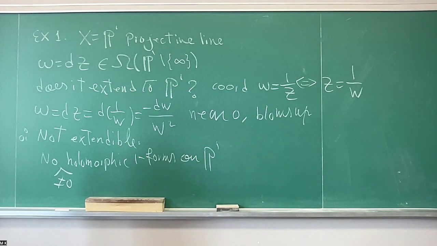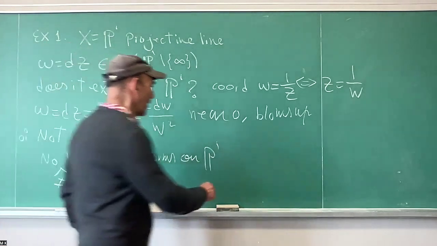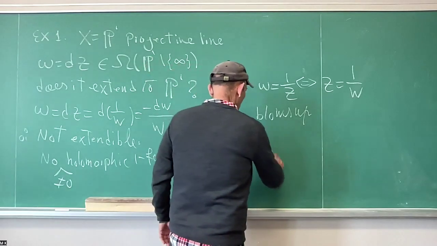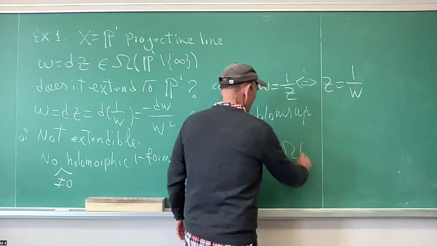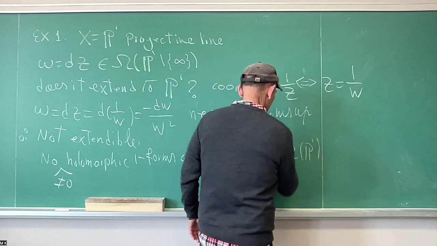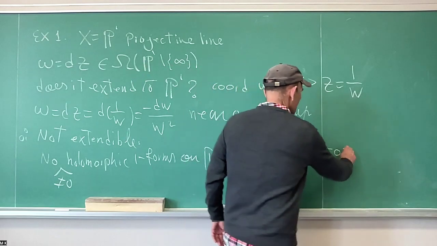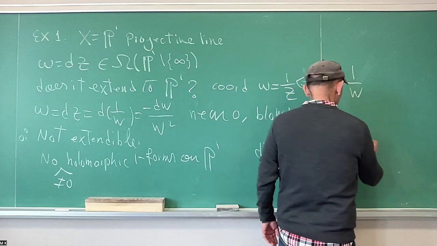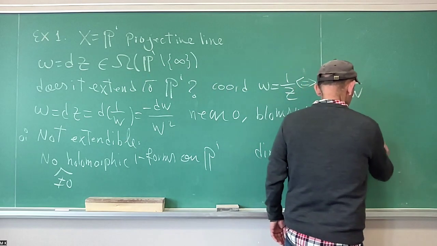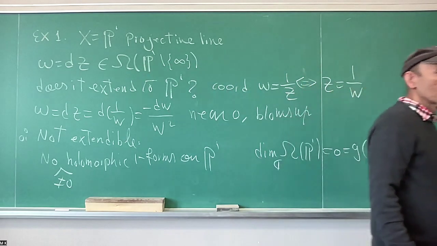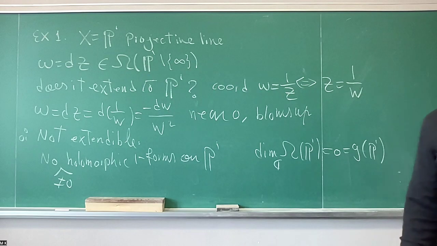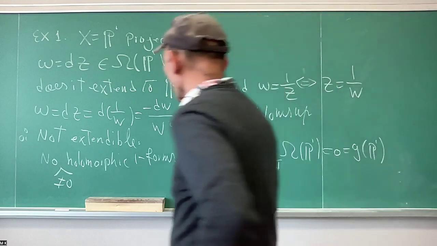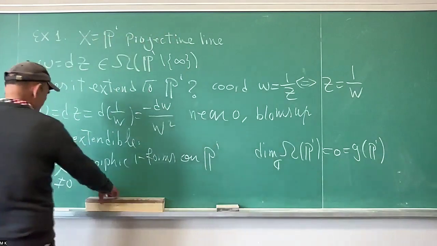Okay, so that confirms our statement. We just verified that the dimension of the space of holomorphic one forms on P1 over C is equal to 0, which is the genus of P1. Well, that's what we have. So this is example 1.